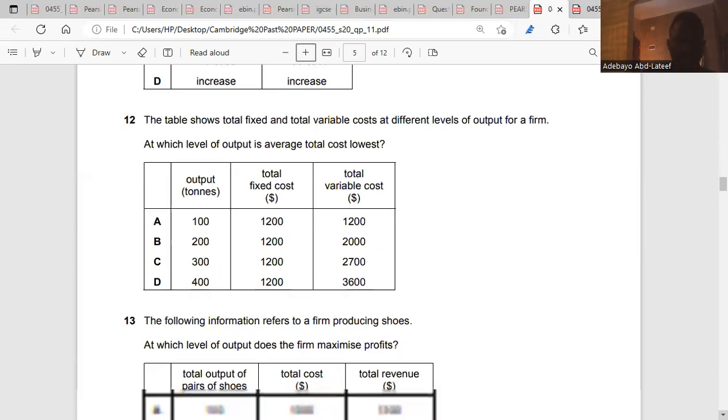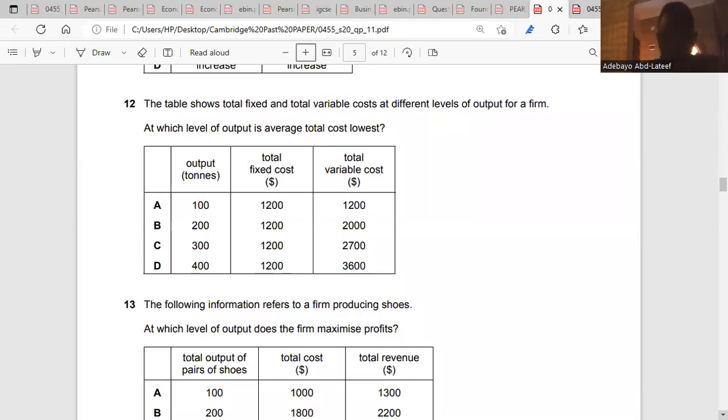The table shows total fixed costs and total variable costs at different levels of output for a firm. At which level of output is average total cost lowest? Okay, so first, the formula for average total cost: average total cost is fixed cost plus variable cost divided by output. So we check each one. The first one is 1,200 plus 1,200, which is 2,400, divided by 100. That's 24.